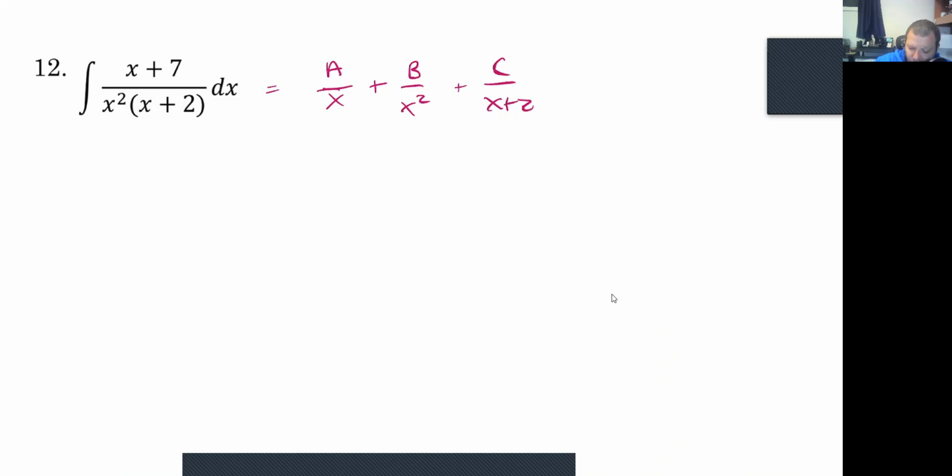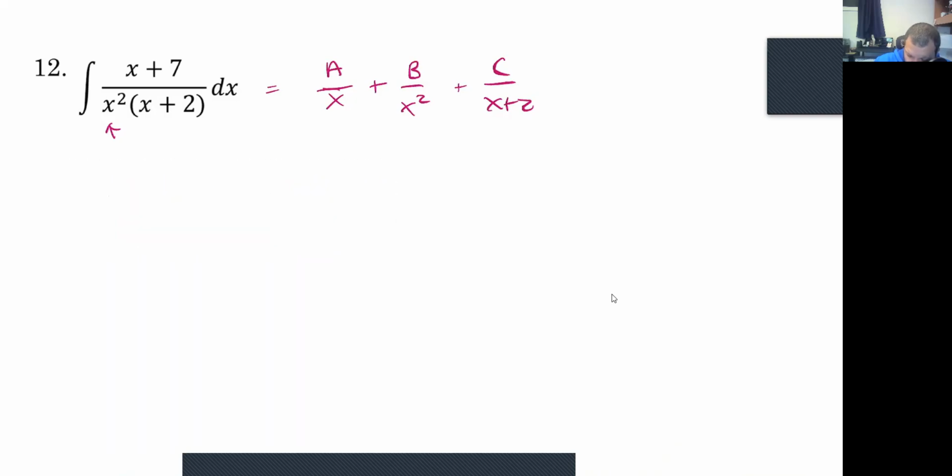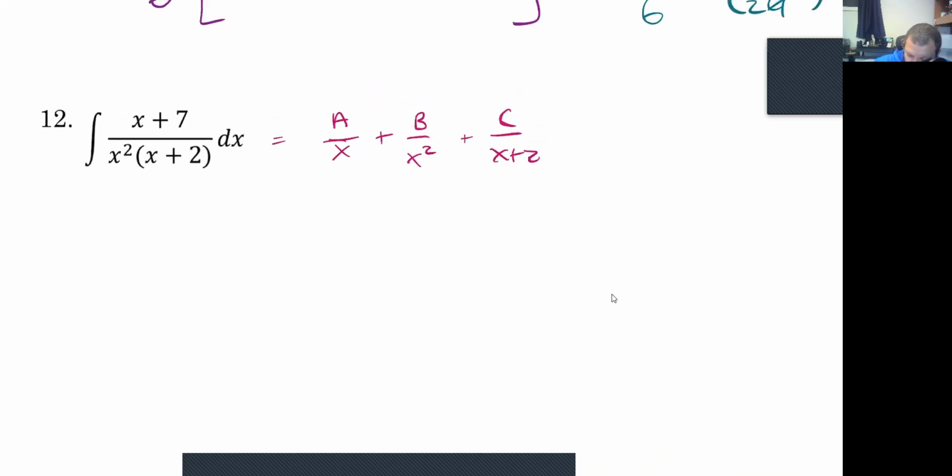I'm pretty sure that if you treated this as an irreducible quadratic and you had an ax plus b over x squared, you're going to end up with the same thing because, look, these things would cancel out: ax plus b over x squared over x squared. Right, so as long as you recognize that, we're going to end up with the same thing. All right, so let's see what we can do. At this point, we're going to multiply both sides.